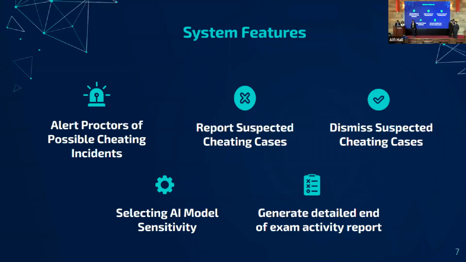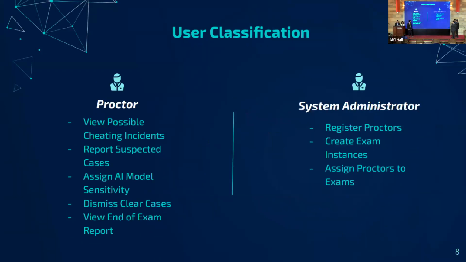Thank you, Mohammed. So for the system features, it alerts a proctor of possible cheating incidents, and it allows the user to report it or dismiss it. It also allows the user to select the sensitivity for the AI model. And finally, the system generates a detailed report at the end of each session. There are mainly two types of users for the system, proctor and system administrator. Each of them has different levels of authorization. For example, a proctor can view possible cheating incidents, report suspected cases, dismiss false positive cases, assign AI model sensitivity, and view the end of exam report. Whereas a system administrator can register a proctor, create exam instances, assign a proctor to exam.